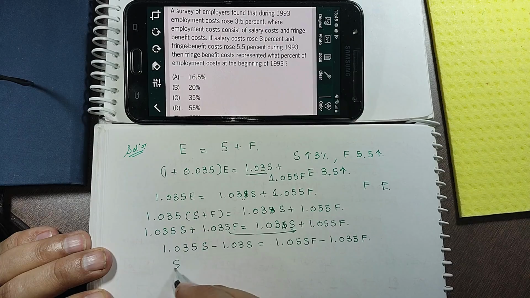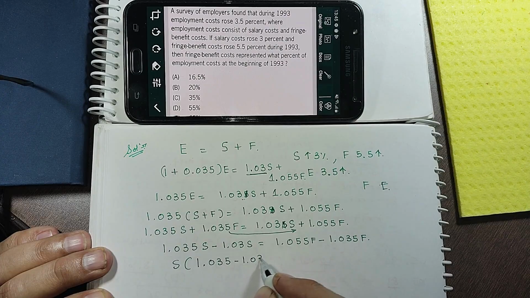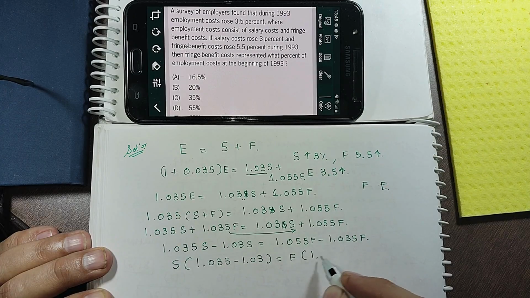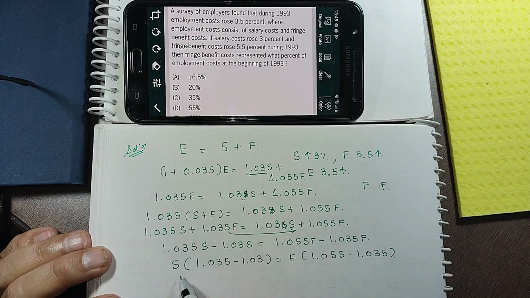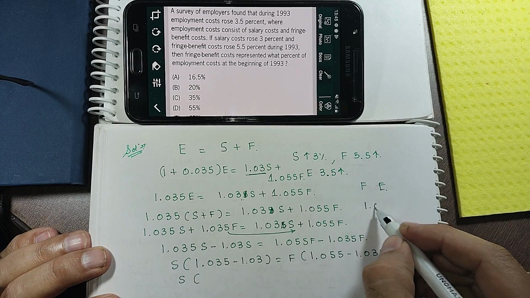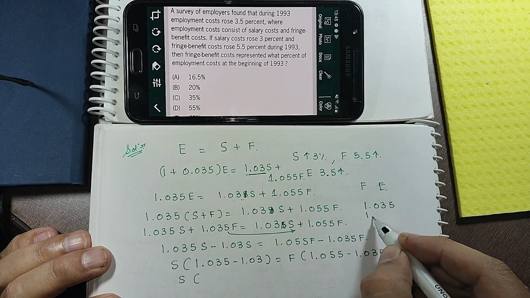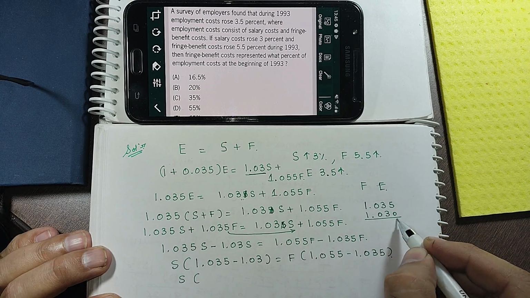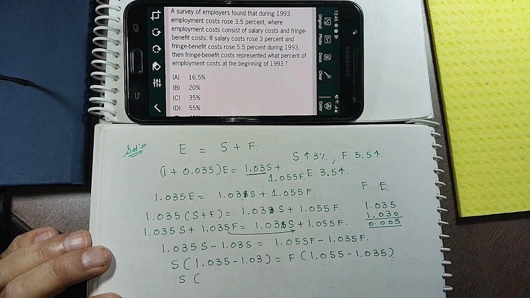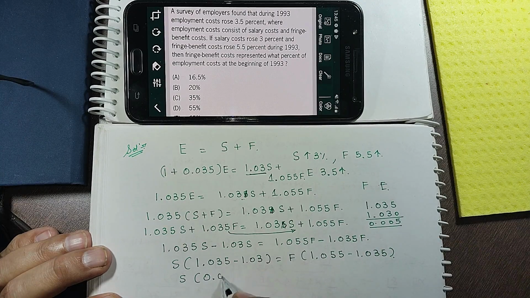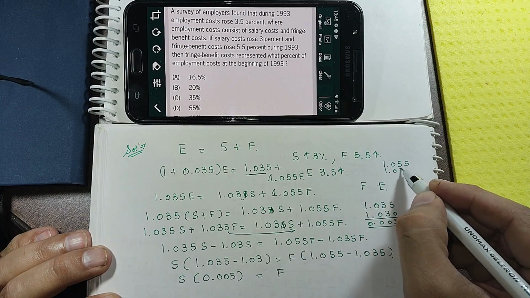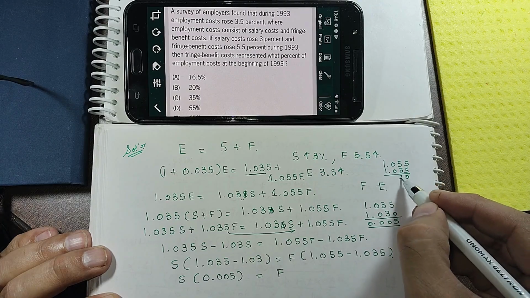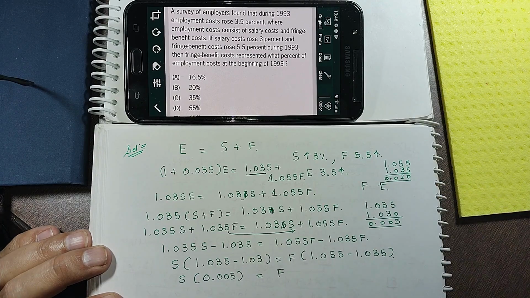Right? So now taking S as common, 1.035 minus 1.03, taking F common, 1.055 minus 1.035. Now S multiplied by 1.035 minus 1.030, so this is equal to 0.005 S, equal to again 1.055 minus 1.035, so this will be 0.02 F.